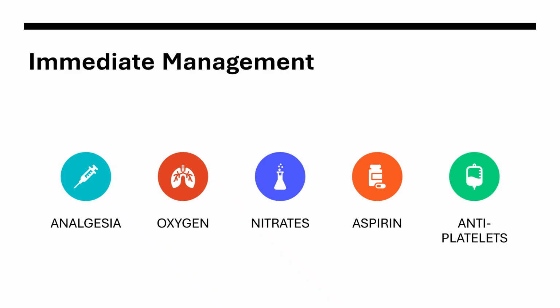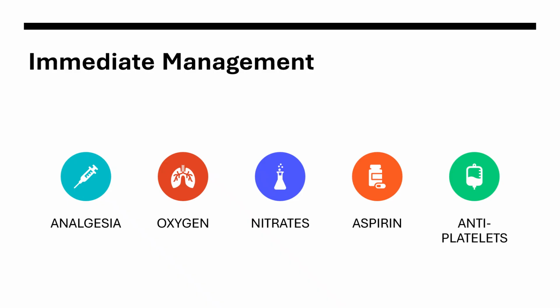Then the treatment or management. The basis is analgesia, antiplatelets, aspirin, nitrates, and oxygen if needed. The initial treatment for acute coronary syndrome patients includes aspirin 300 milligrams and heparin bolus, as well as IV heparin infusion if there are no contraindications. Antiplatelet therapy with ticagrelor or clopidogrel is also recommended. However, what we need to know is that ticagrelor is not given to patients receiving thrombolysis.